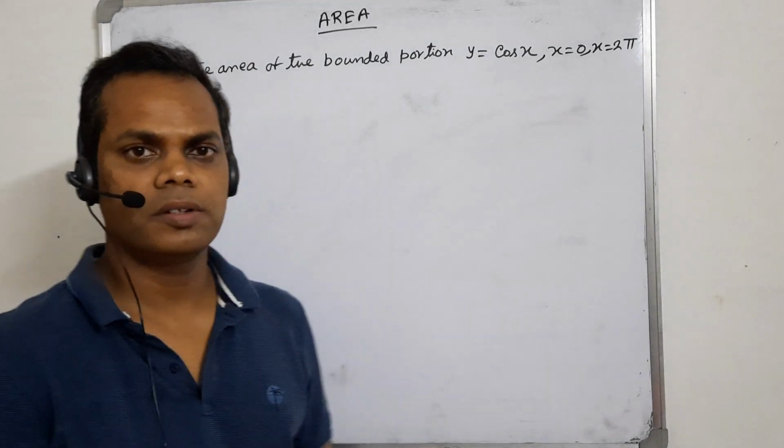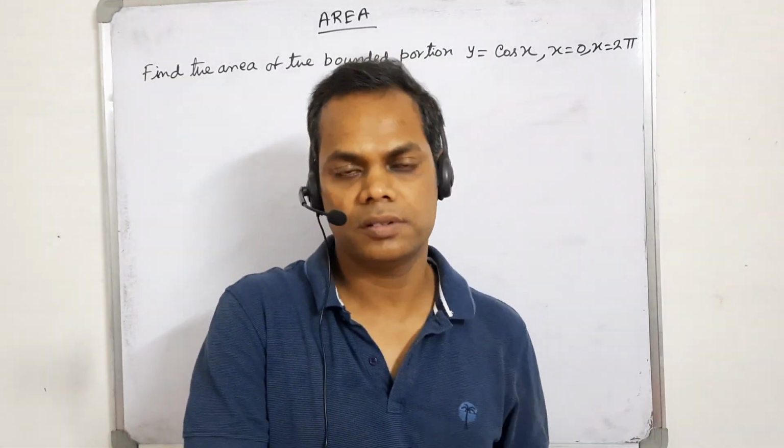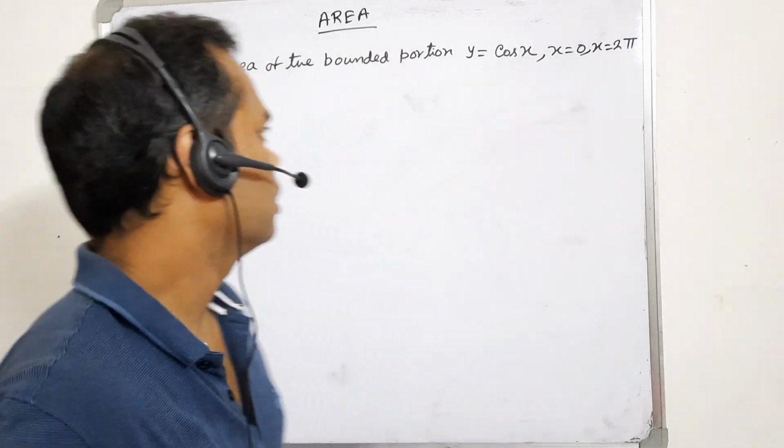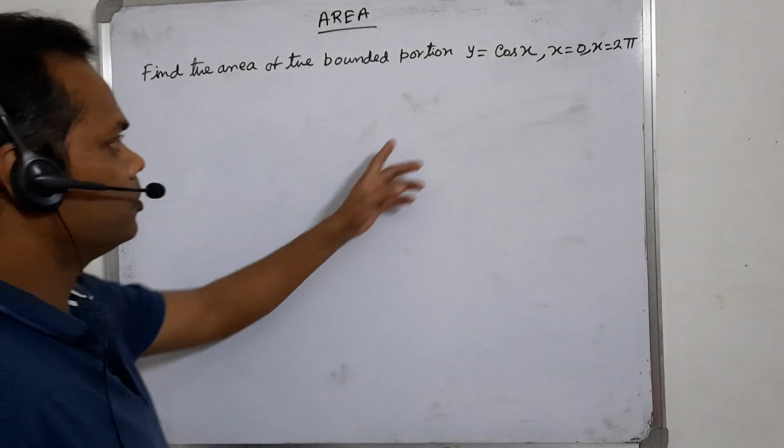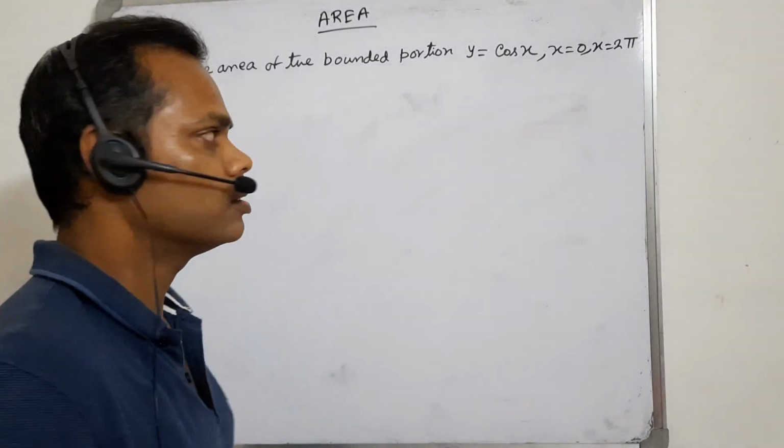Well, students, the topic of the video is area. This is our second video on this topic. In this video, we find the area of the bounded portion y = cos x, x = 0 and x = 2 pi.